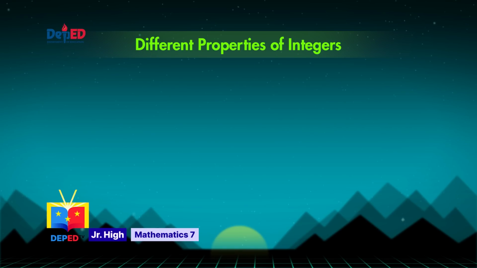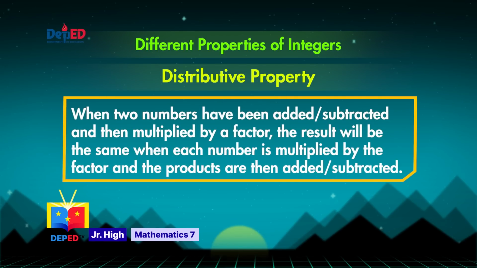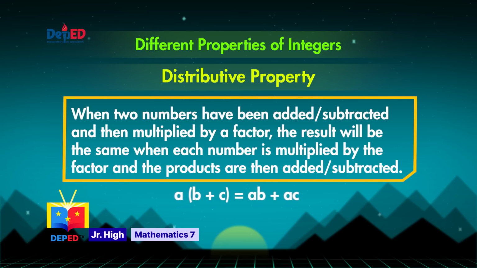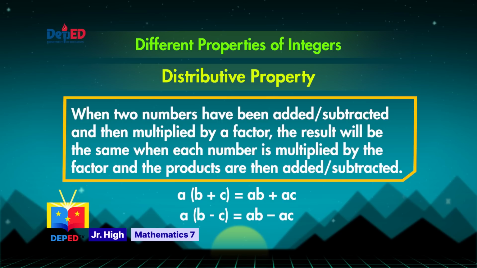The next property is distributive property. When two numbers have been added or subtracted and then multiplied by a factor, the result will be the same when each number is multiplied by the factor and the products are then added or subtracted. A times the quantity of B plus C is equal to AB plus AC, and A times the quantity of B minus C is equal to AB minus AC.